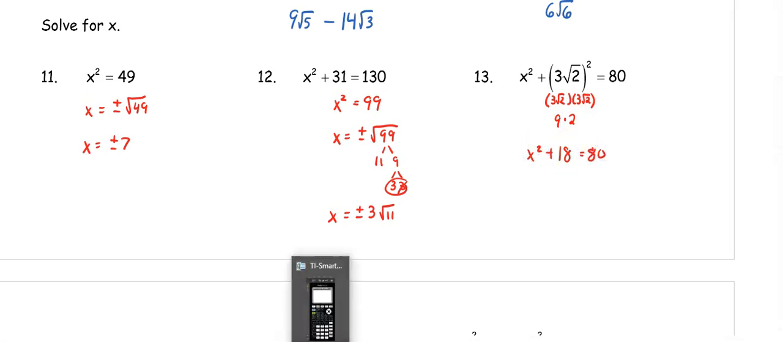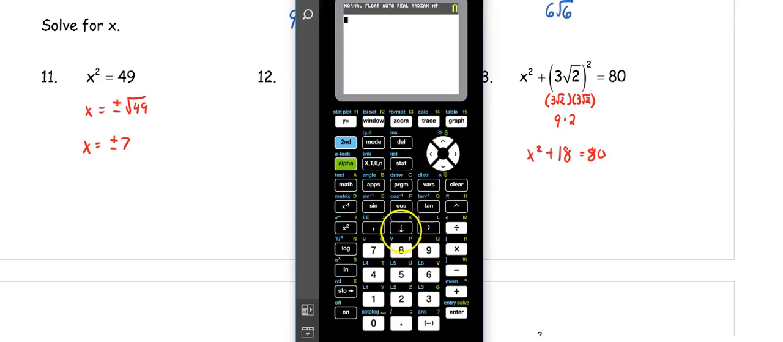You can also do that on your calculator, but make sure you use parentheses. We would have parenthesis 3 root 2, close parenthesis, and then square it. You need to make sure that the squared is outside the parenthesis, otherwise it's only going to apply to the root. So that would be 18.